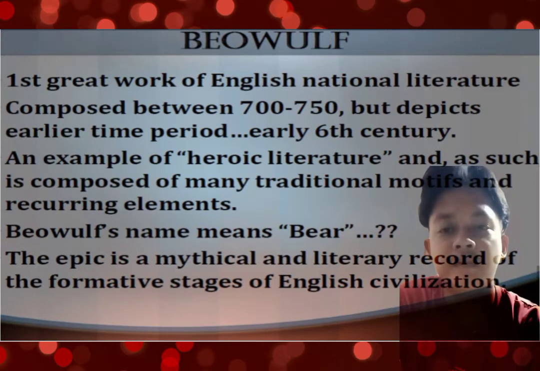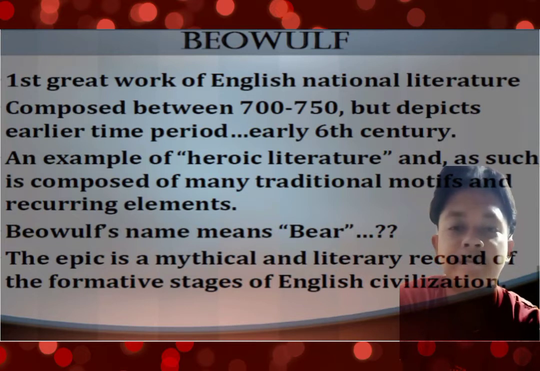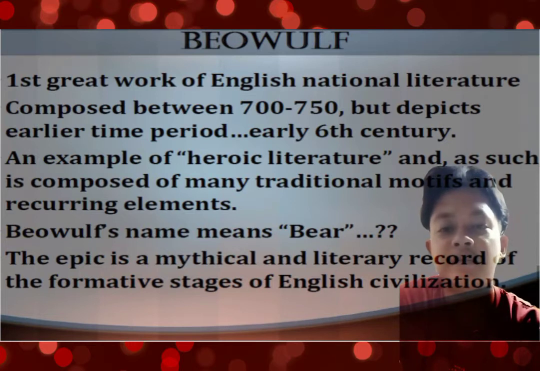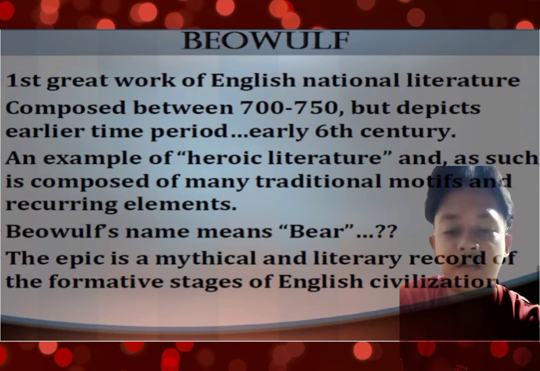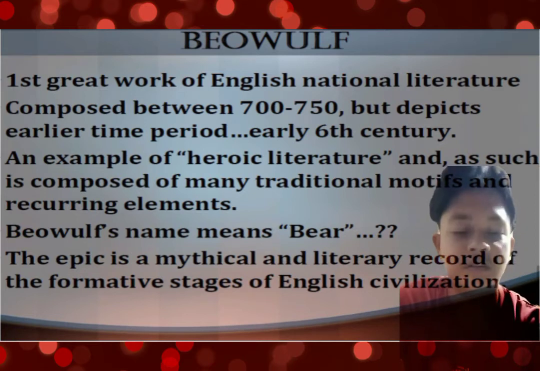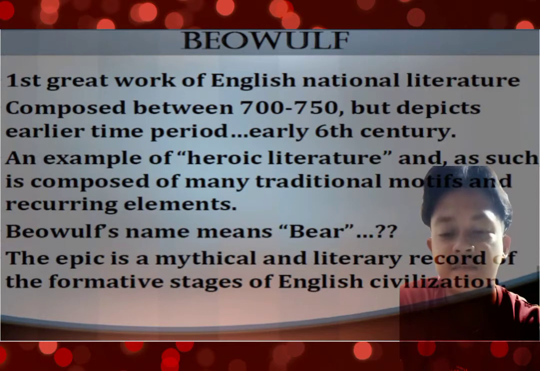So Beowulf is the first great work of English national literature. Composed between 700 and 750, but depicts an earlier time period, early 6th century. So an example of heroic literature, and as such composed of many traditional motifs and recurring elements. Beowulf was written in Old English. Old English is an ancient form of the language that slowly evolved into modern English. So it is the oldest surviving epic poem in the English language. So it is set in pagan Scandinavia in the 6th century.